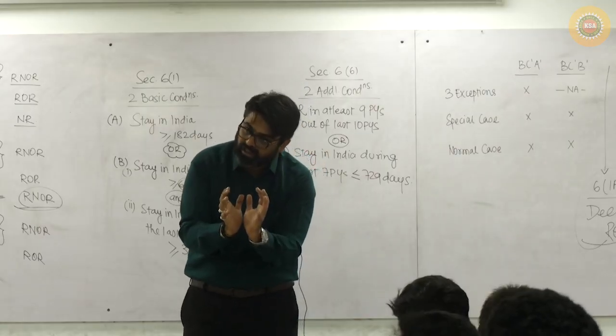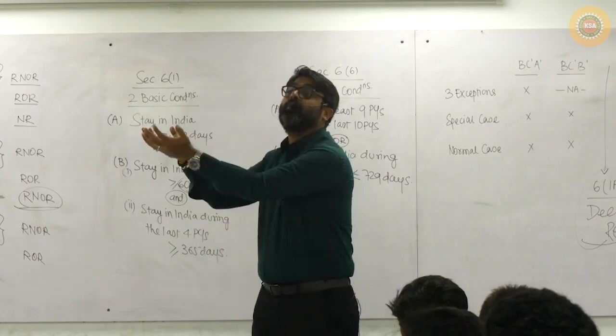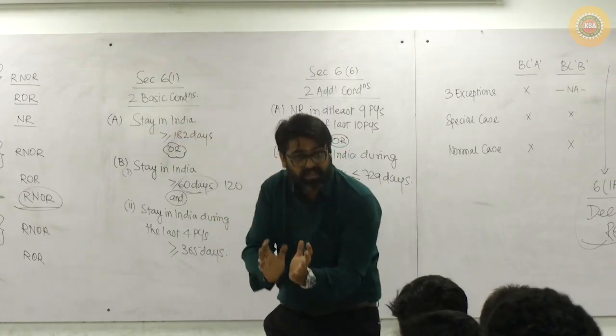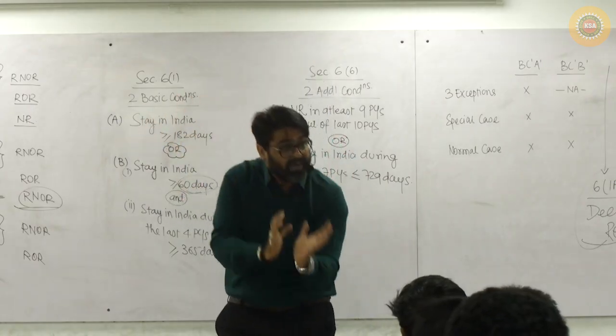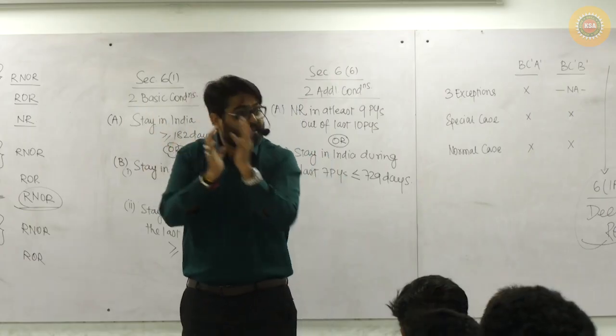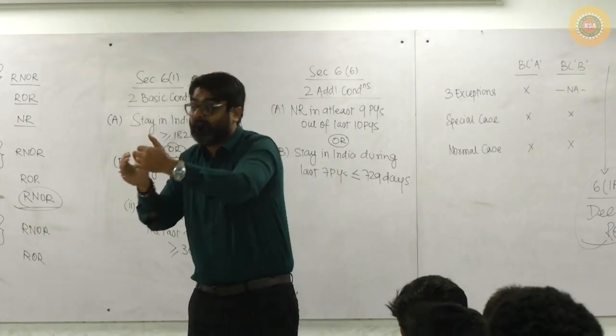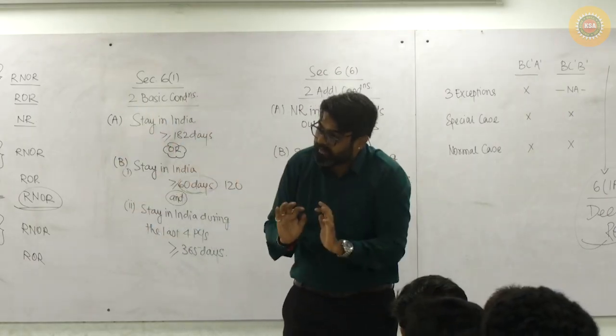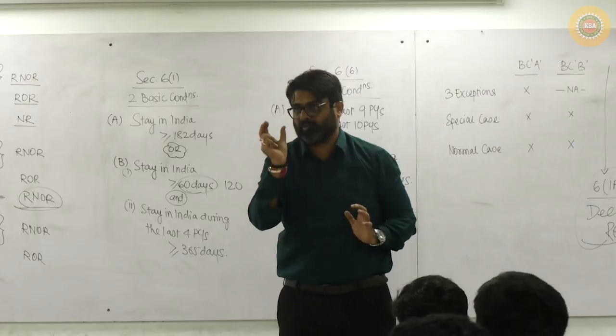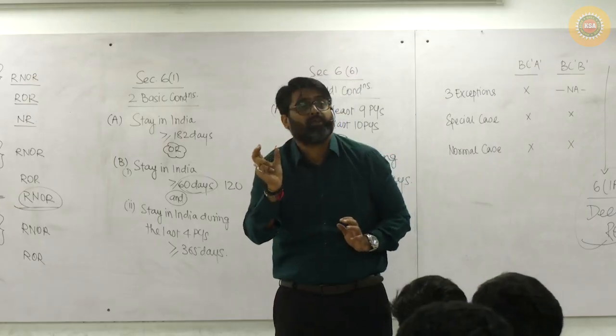Now this total stay is 182 days or more, 60 days or more, 120 days or more, 365 days or more, less than or equal to 729. This total stay you are supposed to check. Getting my point?